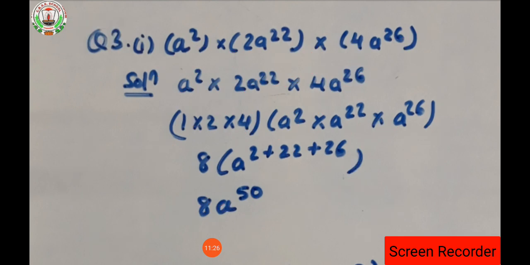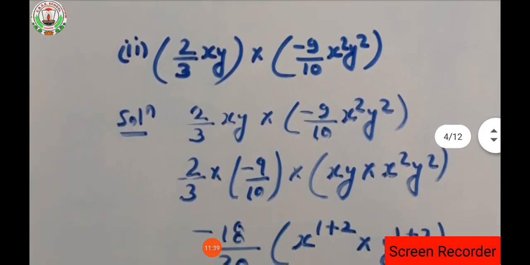Clear why the powers are added? Due to the laws of exponent, that is a to the power m into a to the power n is equal to a to the power m plus n. That's why. Clear? Next, second part of this question.